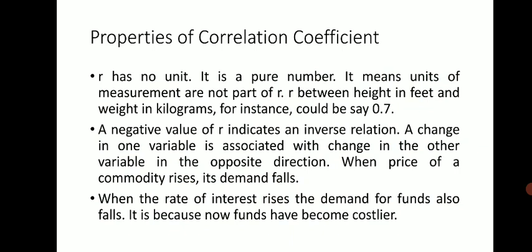A negative value of r indicates an inverse relation. A change in one variable is associated with a change in the other variable in the opposite direction. An example is given: when the price of a commodity rises, the demand falls. When the rate of interest rises, the demand for funds also falls, because funds have now become costly. So just remember that a negative value of r indicates an inverse relation, so both variables run in opposite directions, and the first property is that it has no unit and is a pure number.